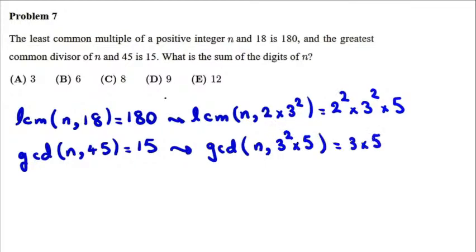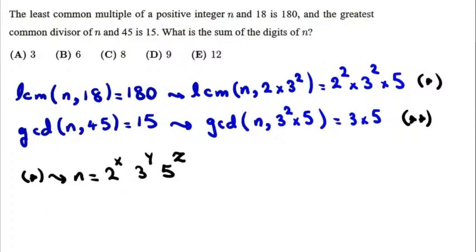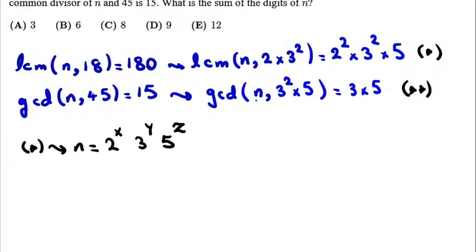From the first part, the LCM considers all primes of n and 2 times 3 squared. Let me label this one star and this one double star. By the star, n can only have 2 to the power of x, 3 to the power of y, and 5 to the power of z, where x, y, z are non-negative integers. We can't have 7 in n, because then the LCM would have 7. By the definition of LCM, we consider the primes with maximum power. In GCD, the primes with minimum power, and common primes, because when we have 3 to the 0 and 3 to another power, you should consider 3 to the 0, which is the minimum.